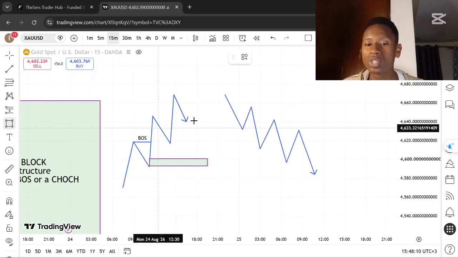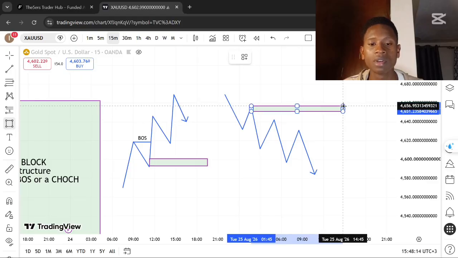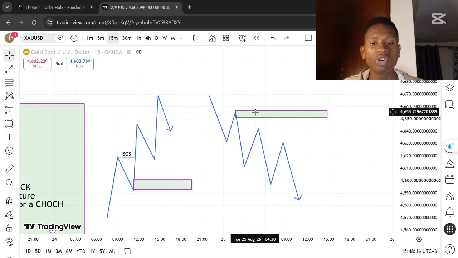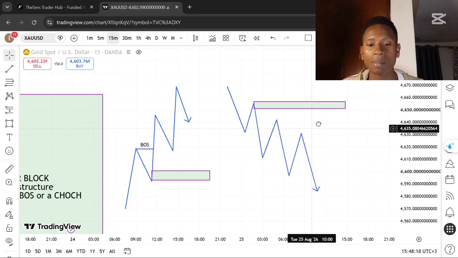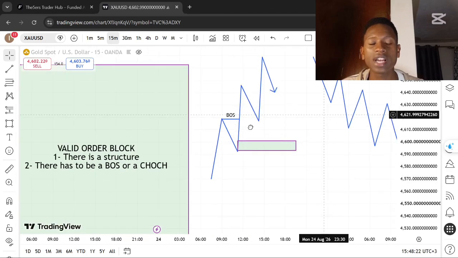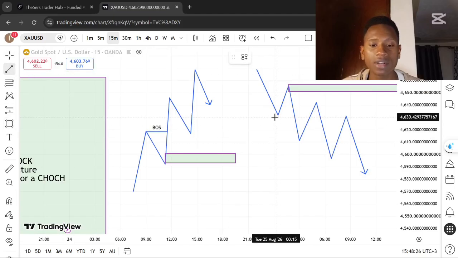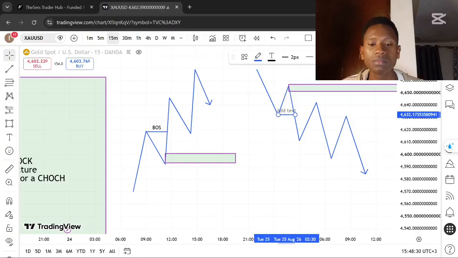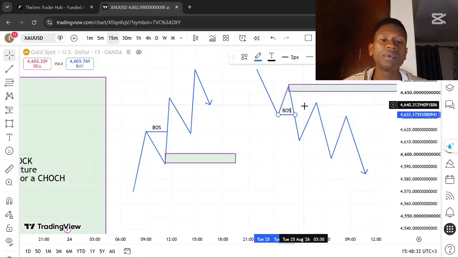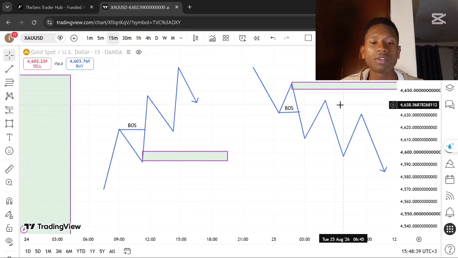The same applies to a bearish market. When the market is bearish, you might suspect that there's an order block here, so you have to confirm that there is a break of structure. Okay. So here is the break of structure over here. Here is the break of structure. All right. Here is the break of structure.